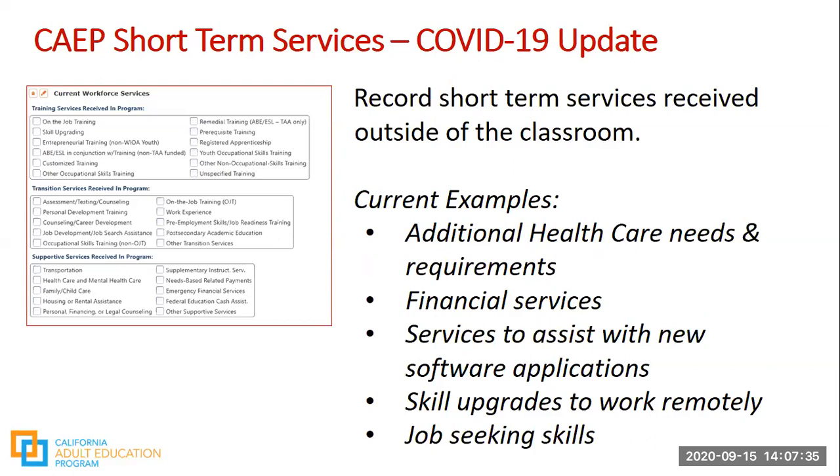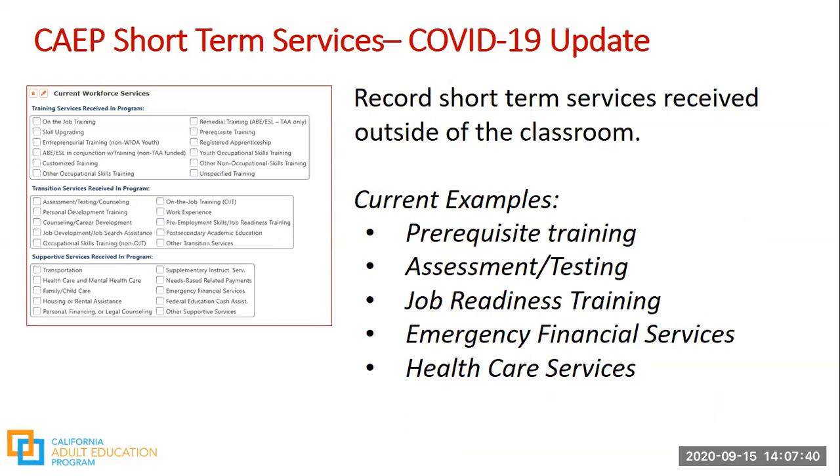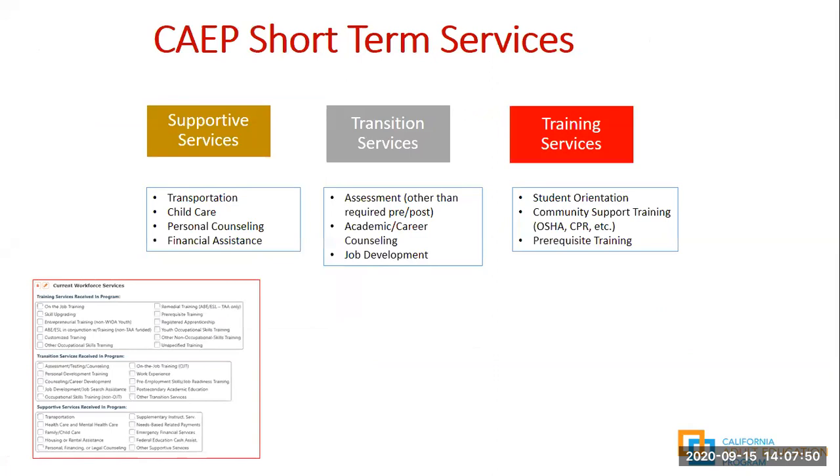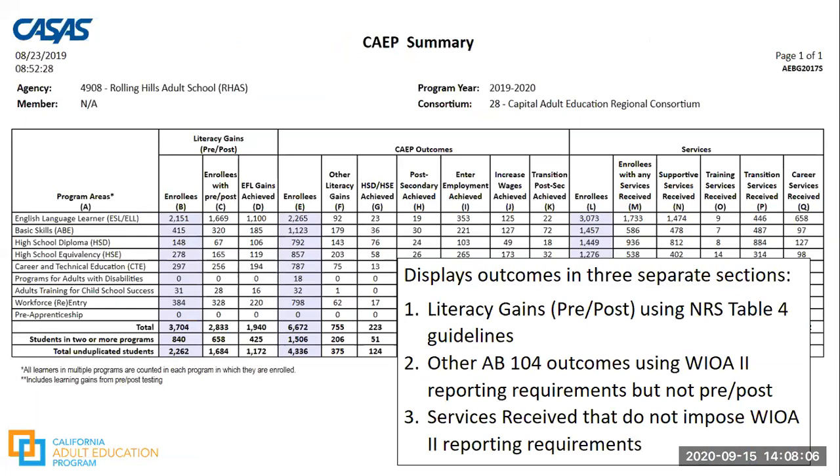So this first slide is just talking about what you're actually doing in layman's terms. The second slide is the exact same slide, but giving you bullets more directly related to the bubbles or checkboxes that you use in TE. Okay, and then here's just a way to look at short-term services, and that's using that same graphic we've been using for outcomes. That is three different categories of services, with some examples for each of those three categories.